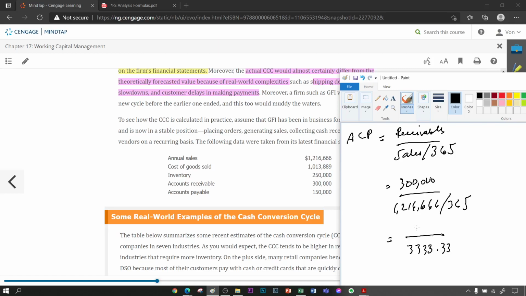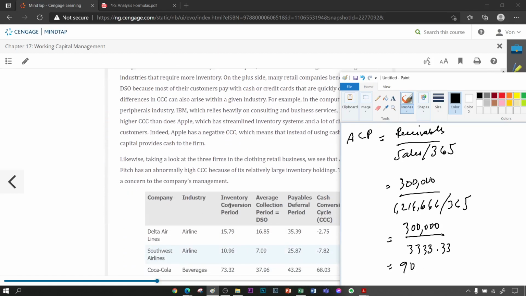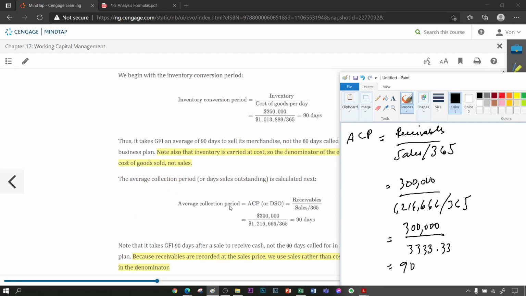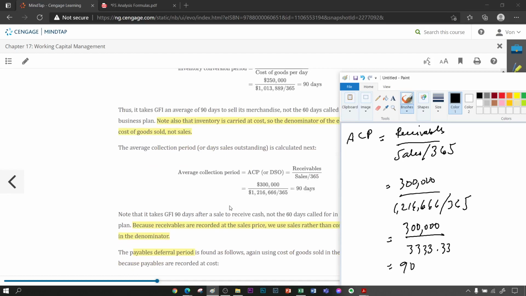3333.33. Okay, then numerator is 300,000. So, solve mo lang yan. 300,000 divide mo doon sa na-compute mo kanina. Makukuha mo diyan is 90. Okay. Tama ba tayong na-compute? 90 days na average collection period. Tama, ayun o. 90 days.